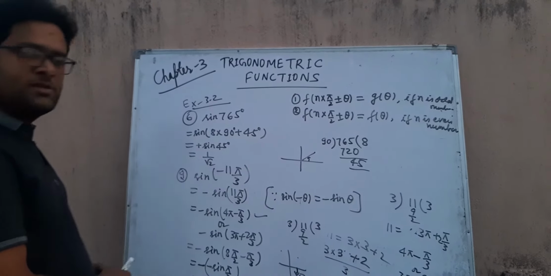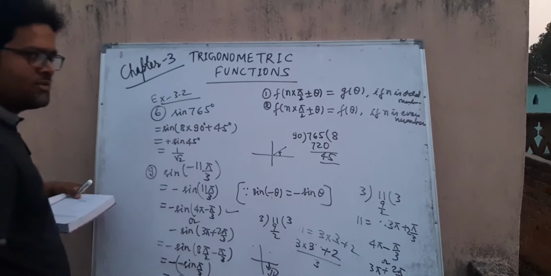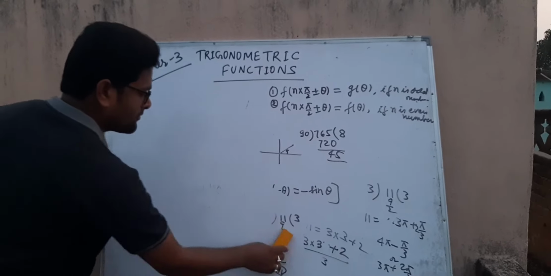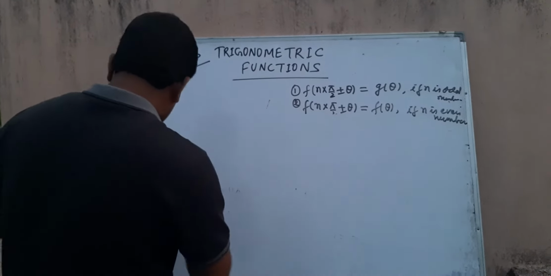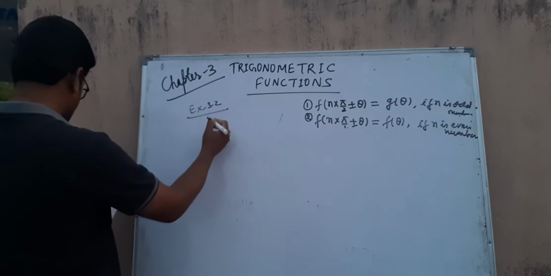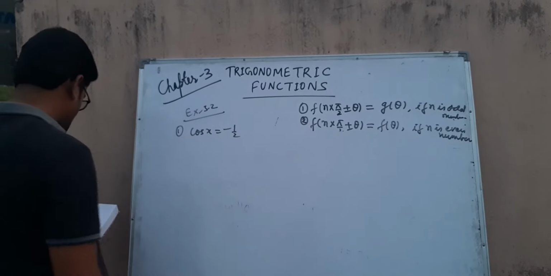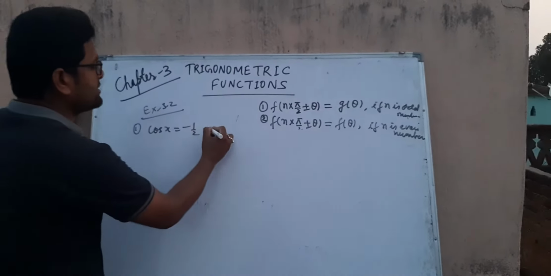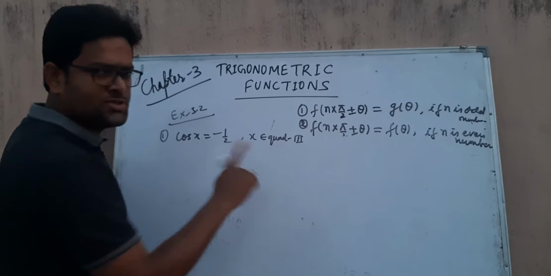Now in the next question we will see. In the next question one trigonometric function is given, and we have to evaluate the rest of the trigonometric functions. Now how will you find? See, again you see exercise 3.2. Any question you can see, question number 1. Cos x is equal to minus 1 by 2. Here x lies in the third quadrant. It is given in the question. According to the question, x belongs to quadrant 3.